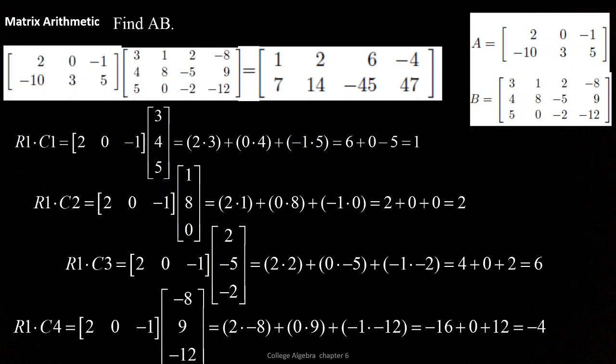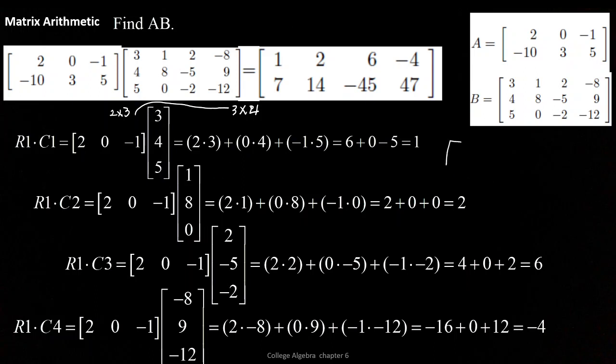Let's see. The dimensions of the first is 2 by 3, right? And the dimensions of the second one is 3 by 4. That's 4 columns and 3 rows. Now notice that these two numbers are the same, so yes, we can multiply these. So the way it works is this. We take this row and multiply it by this column this way. So this is row 1 of the first matrix, times column 1 of the second matrix.